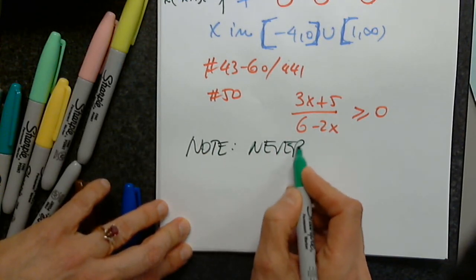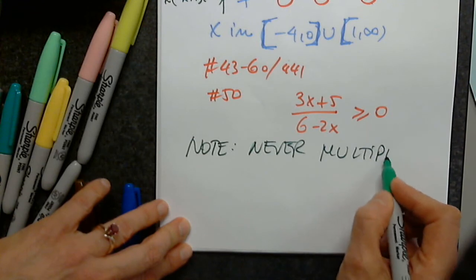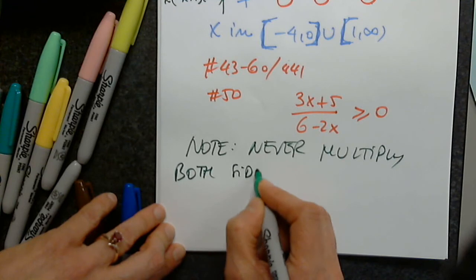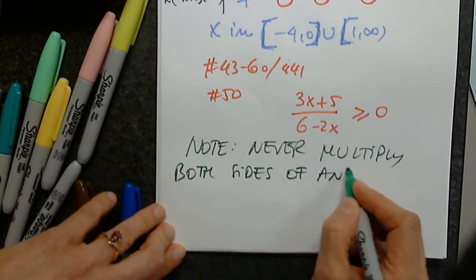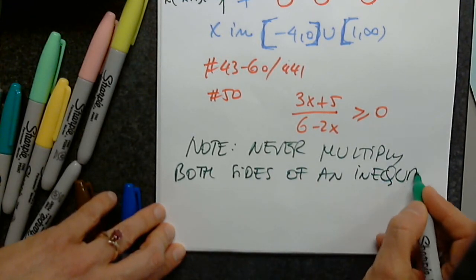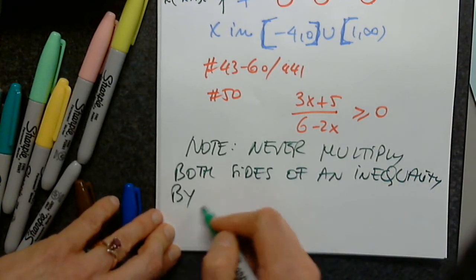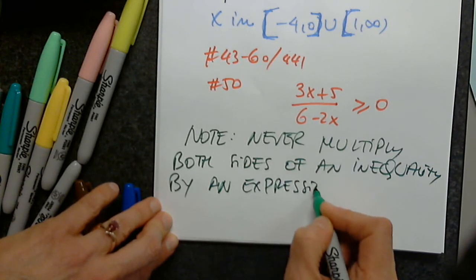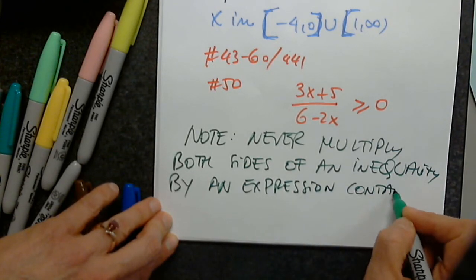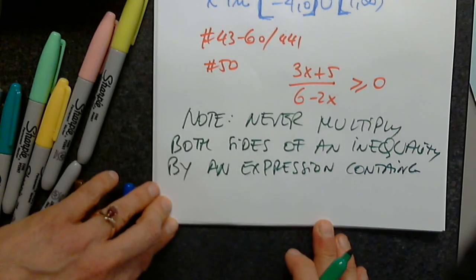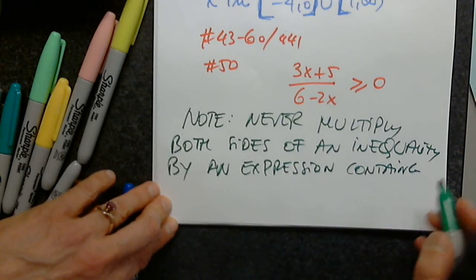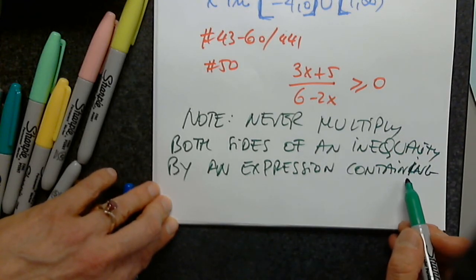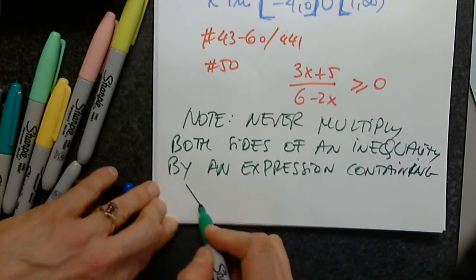Never multiply or divide both sides of an inequality by an expression containing what? Containing, sorry. Containing, okay? Yes, x or the variable.